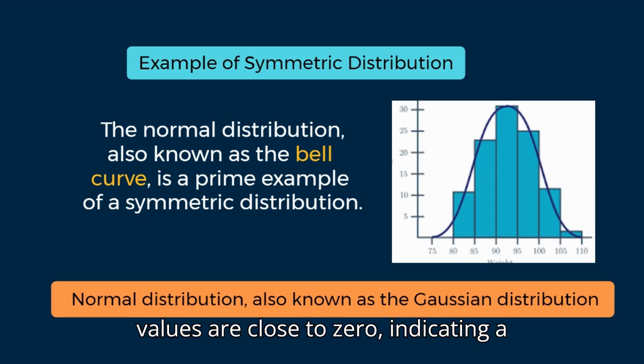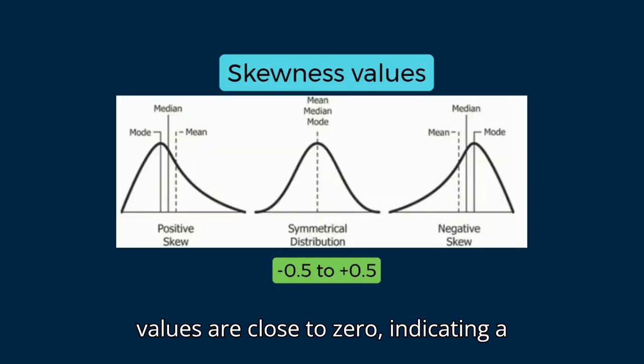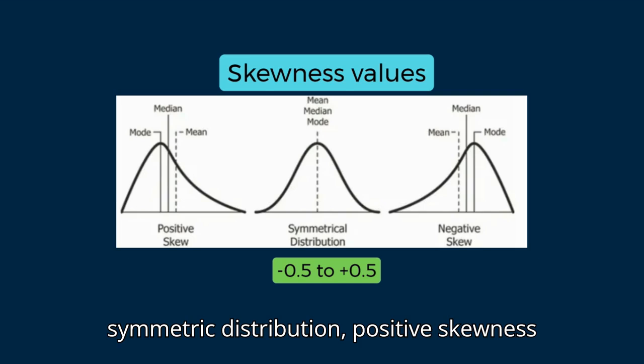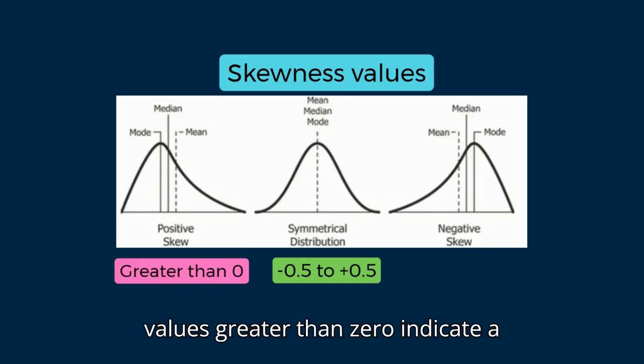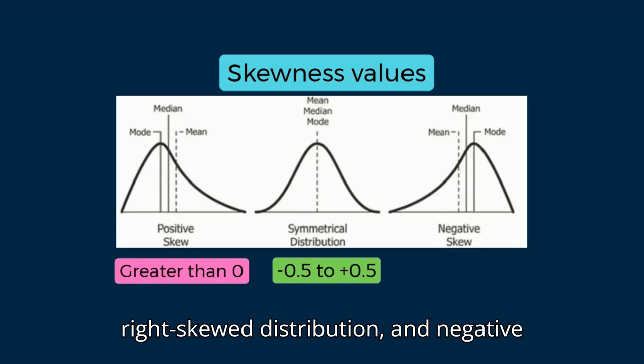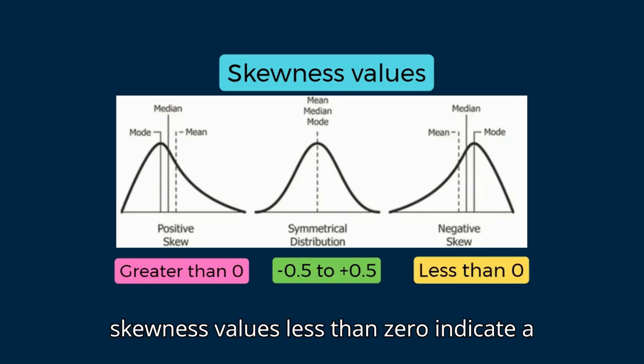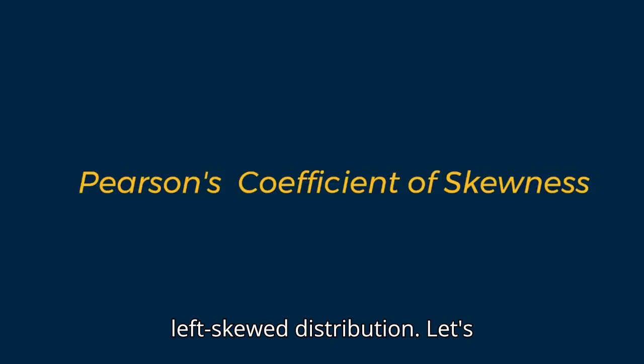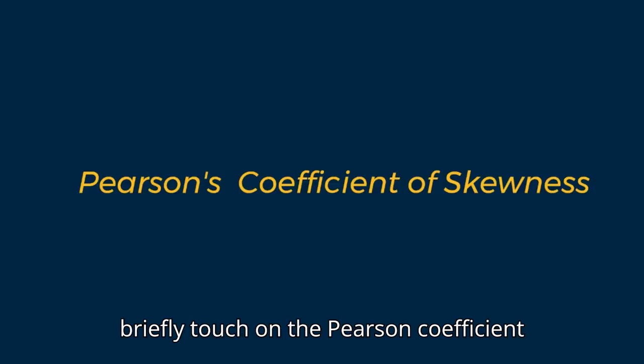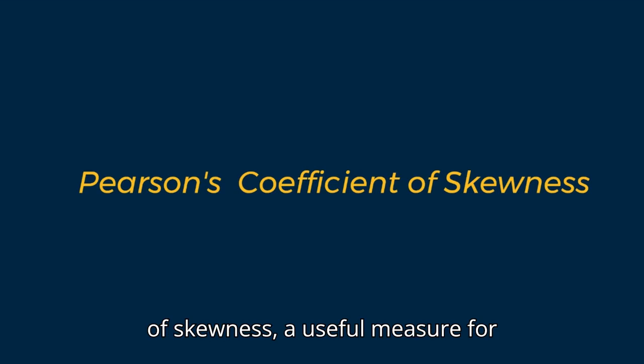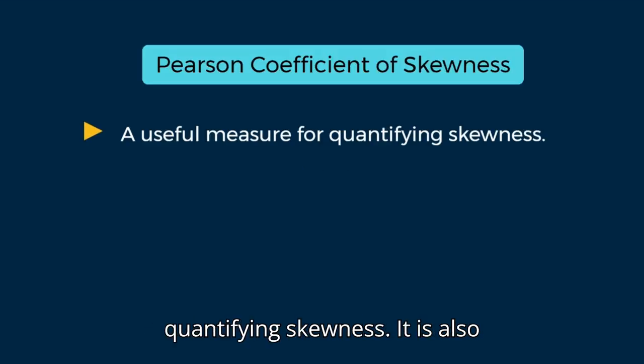Skewness values close to zero indicate a symmetric distribution. Positive skewness values greater than zero indicate a right-skewed distribution, and negative skewness values less than zero indicate a left-skewed distribution. Let's briefly touch on the Pearson coefficient of skewness, a useful measure for quantifying skewness.